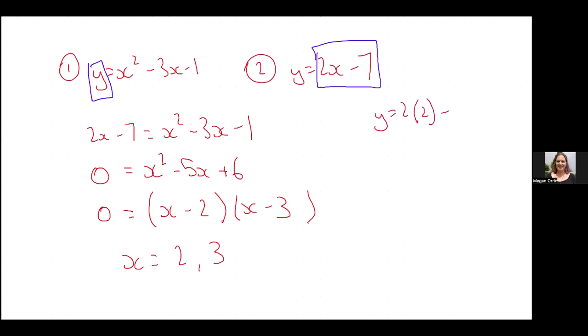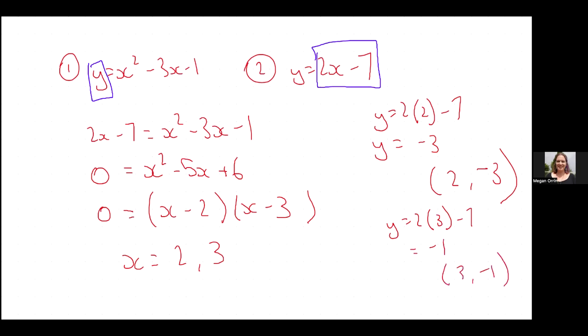So y is, so that means that coordinate is going to be 2, negative 3, and then y equals 2 times 3 minus 7, which is negative 1. So the second coordinate is 3, negative 1. So if we graphed these, let's actually do that.